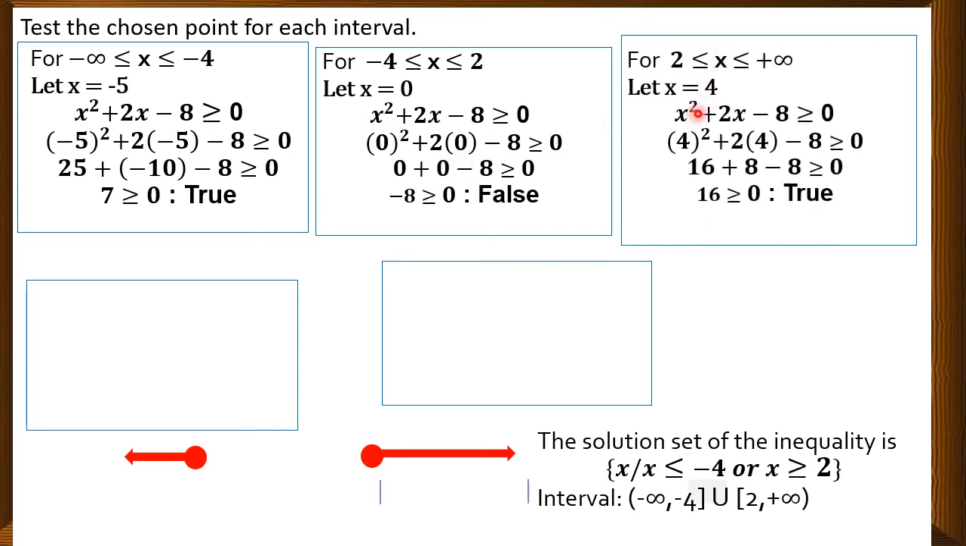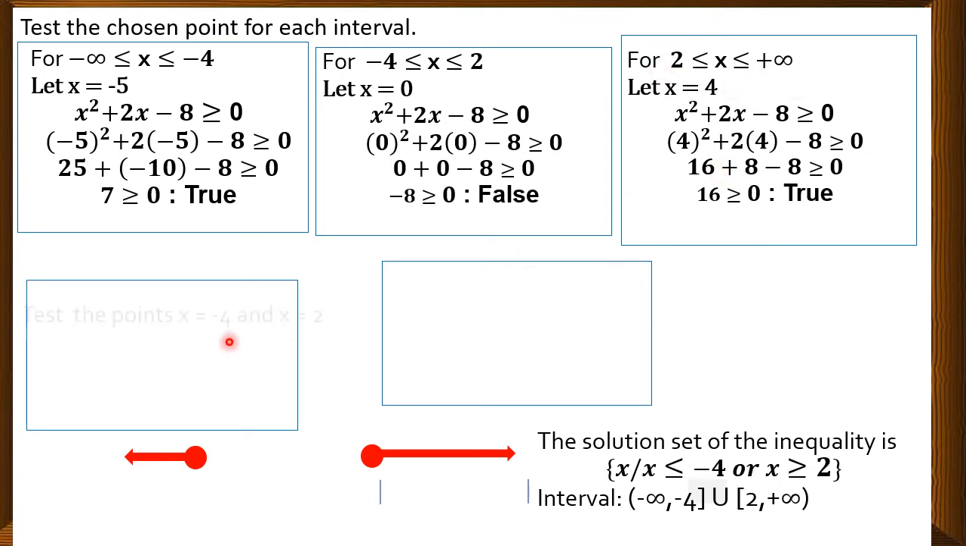So it means for this interval, this is not part of the solution. For the third interval, where x is equal to 4, first copy the original inequality, substitute x by 4. So we have 4 squared, 4 times 4 is 16, 2 times 4 is 8, minus 8. So bring down -8 is greater than or equal to 0. Then simplify. 16 plus 8 minus 8. The answer is 16 is greater than or equal to 0. This is a true inequality. So it means for this interval, this is part of the solution.